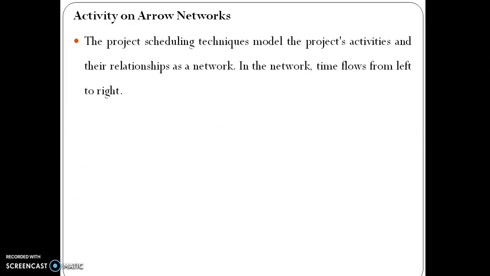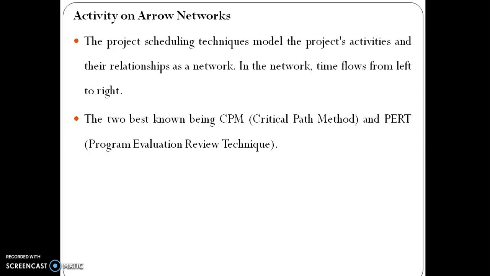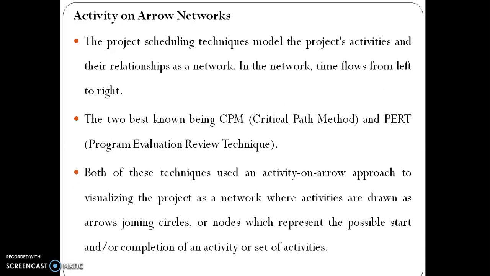Activity on arrow networks. The project scheduling techniques model the project's activities and their relationships as a network. In a network, time flows from left to right. The two best known are CPM, Critical Path Method, and PERT, Program Evaluation Review Technique. Both of these techniques use an activity on arrow approach to visualizing the project as a network, where activities are drawn as arrows joining circles or nodes which represent the possible state and/or completion of an activity or set of activities.